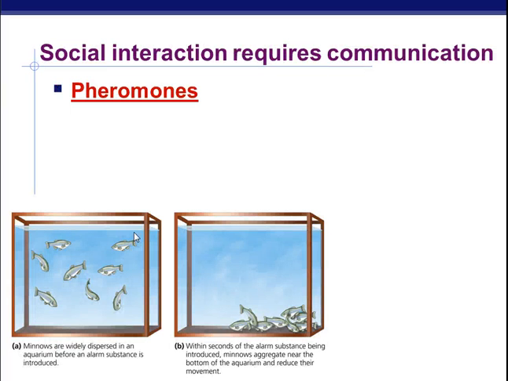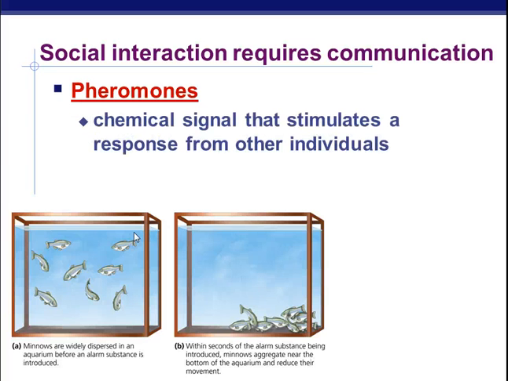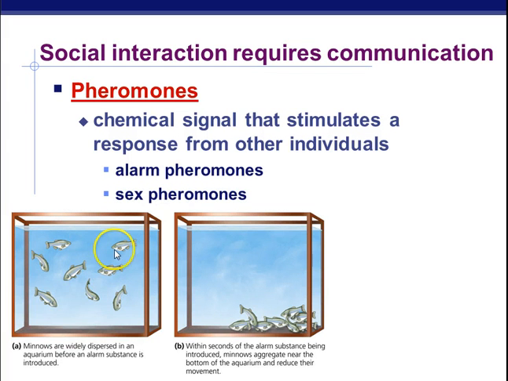In order for these social interactions to occur, you need to communicate. Besides song and dance, since musicals aren't for everybody, there are pheromones that can help communication in these social interactions. Pheromones are chemical signals that stimulate a response from another individual. There are alarm pheromones and there are sex pheromones. In this example, you have minnows widely dispersed in an aquarium, and then you put the alarm pheromone in, and they all just clump near the bottom and reduce their movement. The picture kills me. I just find it funny. They just cluster in the bottom.